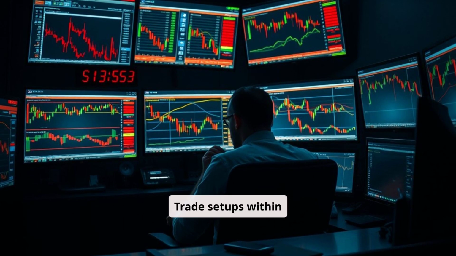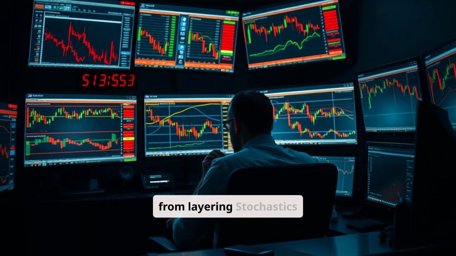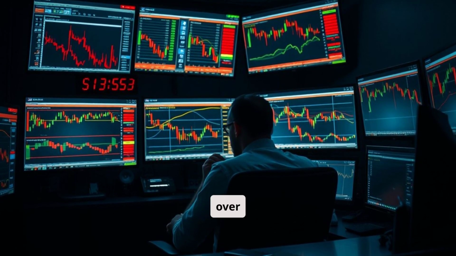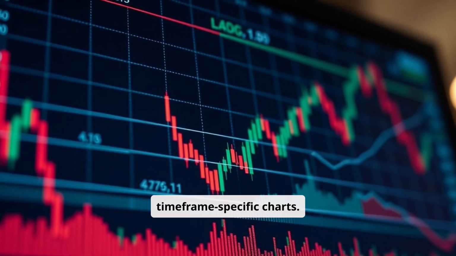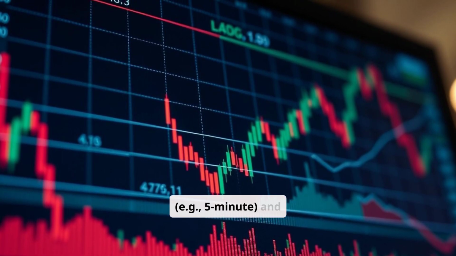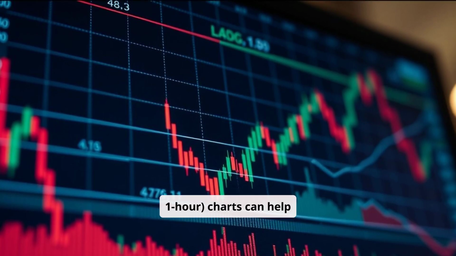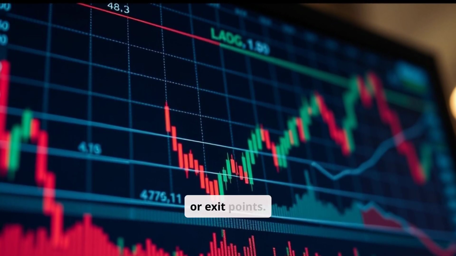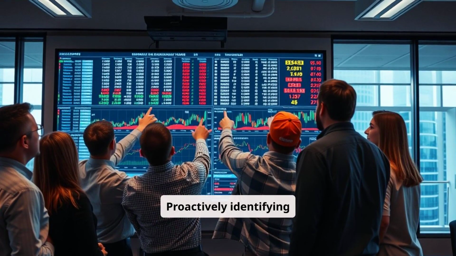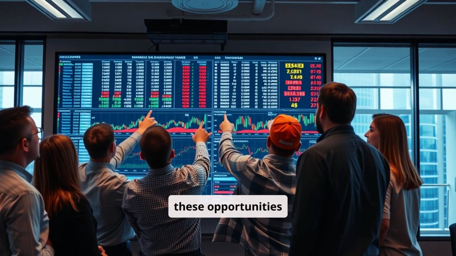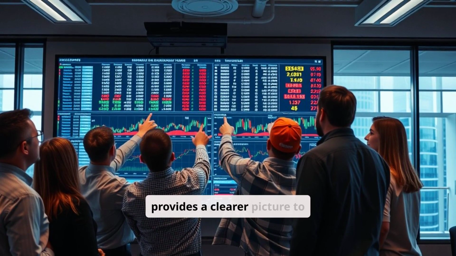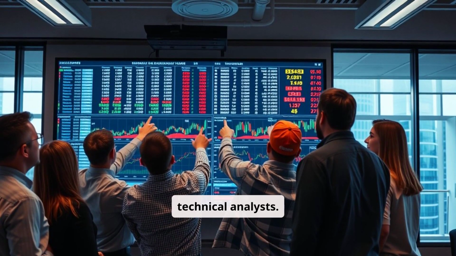Trade setups within futures markets often benefit from layering stochastics over time frame specific charts. Examining both short-term, for example 5-minute, and long-term, for example 1-hour charts, can help fine-tune optimal entry or exit points. Proactively identifying these opportunities minimizes ambiguity and provides a clearer picture to technical analysts.